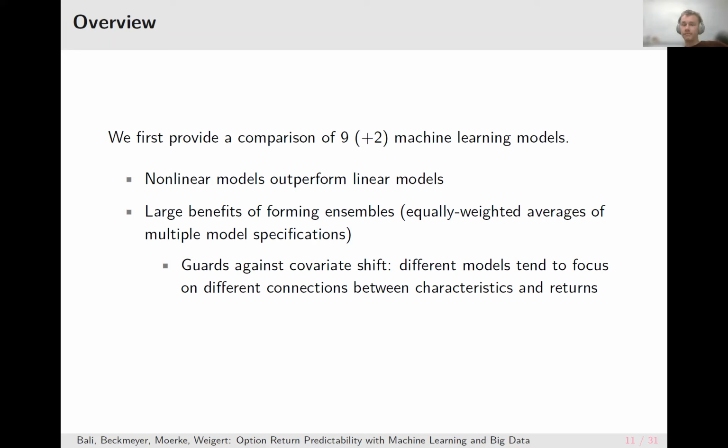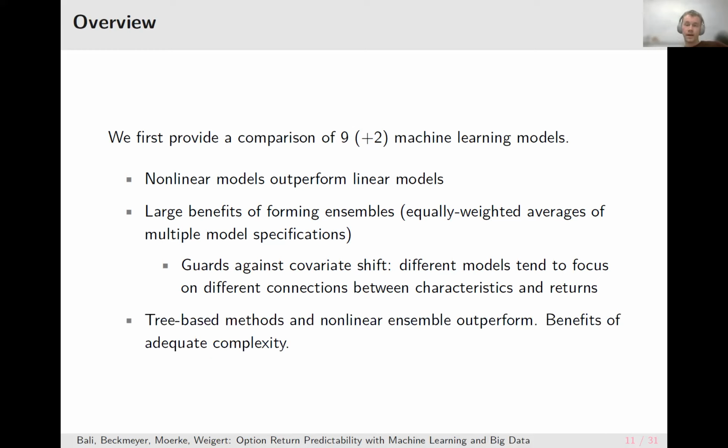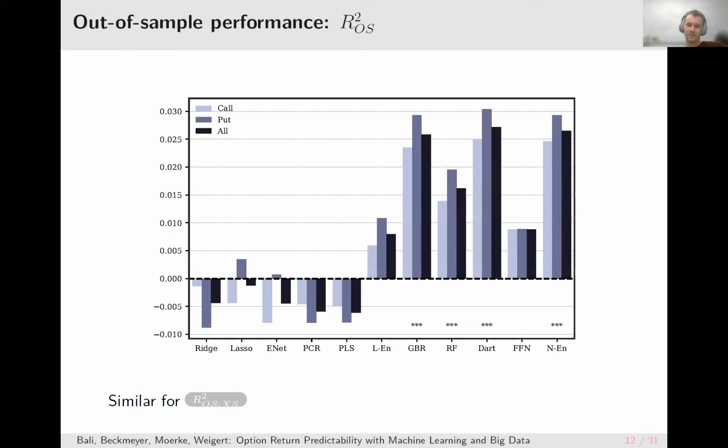And the reason, in the literature, for this is that this guards against covariate shifts. Different models tend to focus on different connections between characteristics and returns. And the likelihood that some of these connections are valid for different subsamples is higher if we use more models. And we also find that tree-based methods and the nonlinear ensemble outperform all other methods. Now, this is not really a surprise, given the tree-based methods have been shown to be far superior to, for example, neural networks on structured data sets. And finance is pretty structured, most data sets.